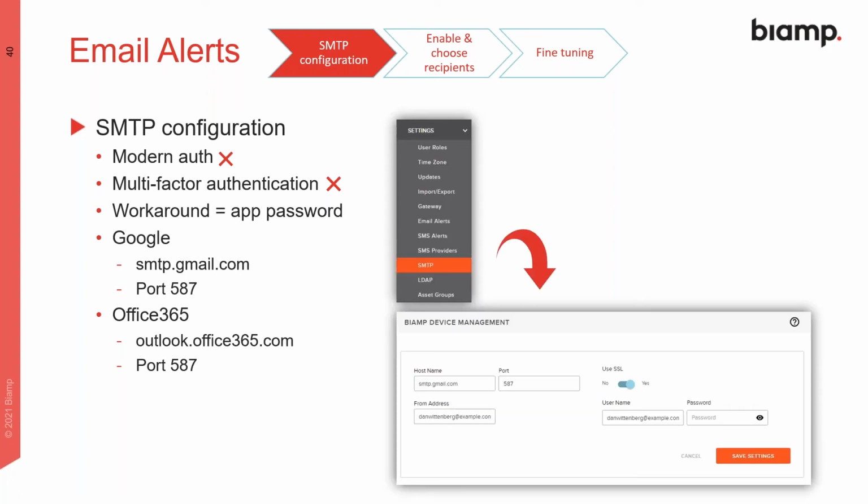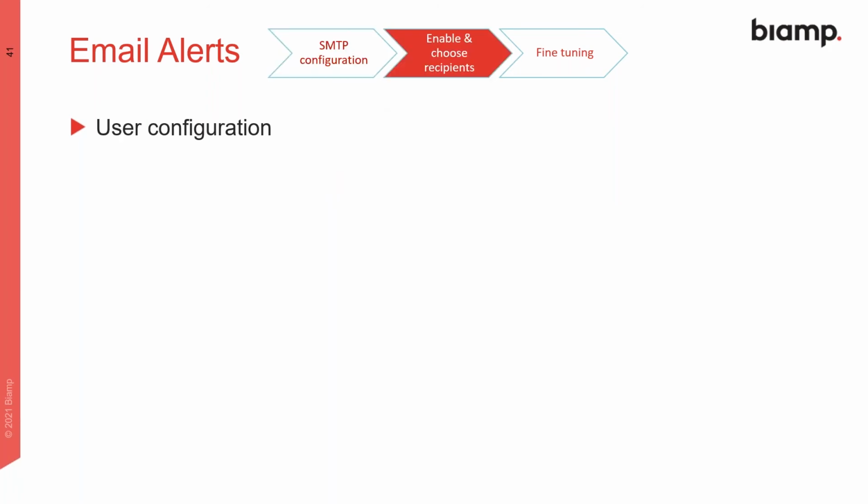But the SMTP option is under the settings menu there. Fields are pretty self-explanatory. Enter the host name, associated port. We need the appropriate credentials for that user. Once we've saved those settings, we need to then tell SageVue, okay, it's able to access the SMTP server. We need to tell SageVue who we want to send email alerts to.